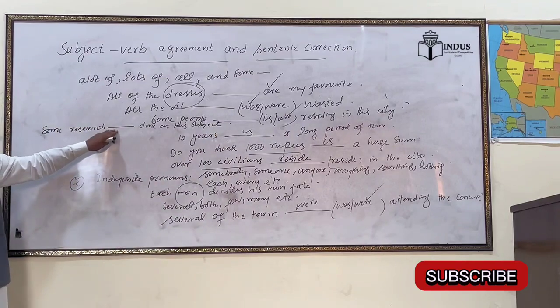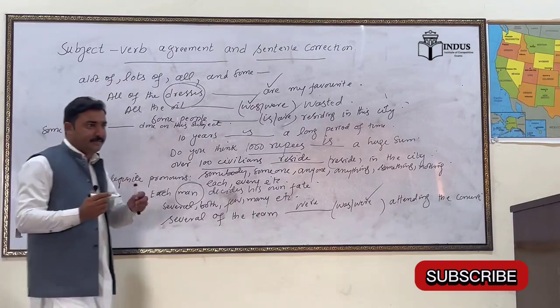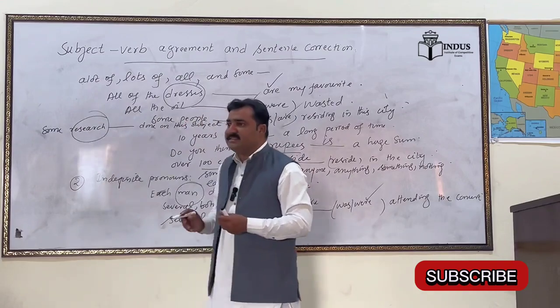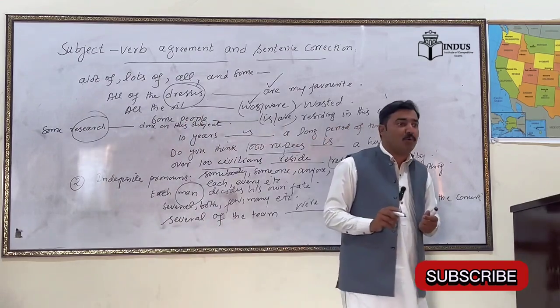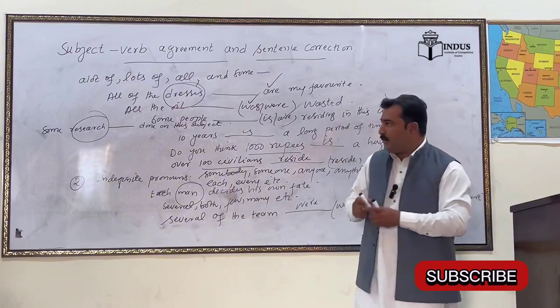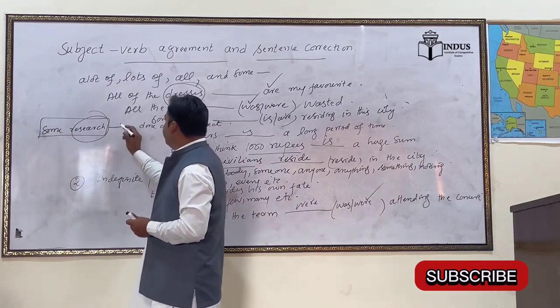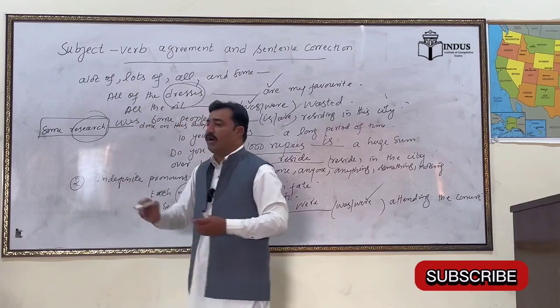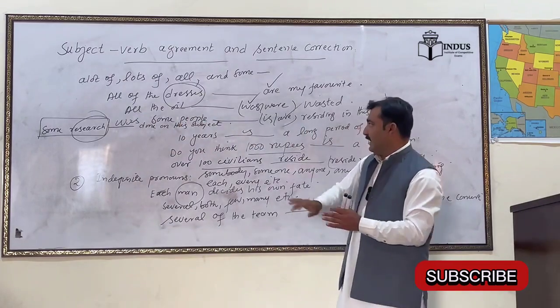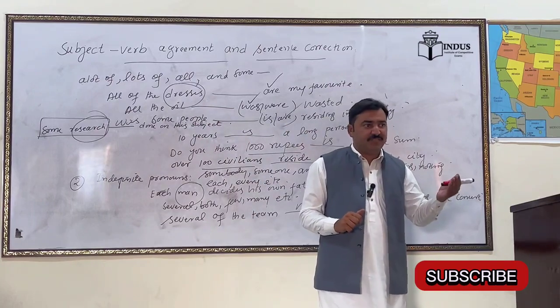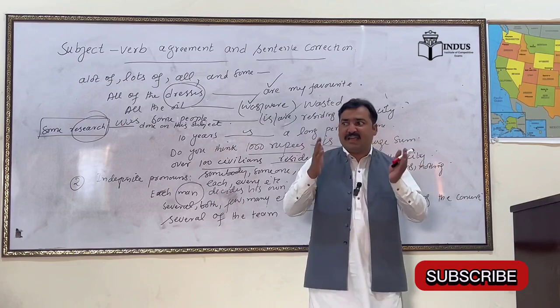We will use here "was" because this research is an uncountable noun. So this whole subject becomes singular and we will use here "was". Remember once again that a lot of, lots of and some, these are adjectives.